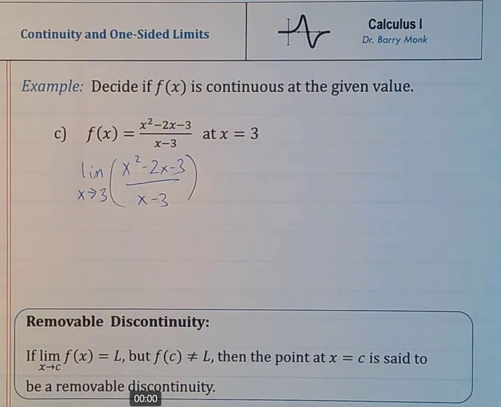Well, if I try to stick 3 in there, if I try to do this using simple substitution, what I find is that I get a 0 in the denominator. And a 0 in the denominator means, okay, I got to try something different. It doesn't mean the limit doesn't exist. That's something that's easy to say. That's something that's a trap because a lot of people make that mistake. It doesn't mean this limit doesn't exist. What it means is that I can't do it just using simple substitution.